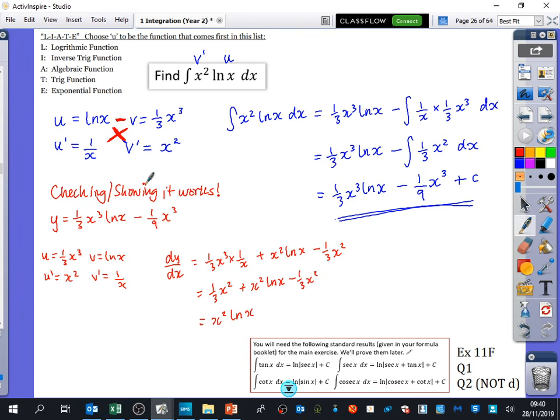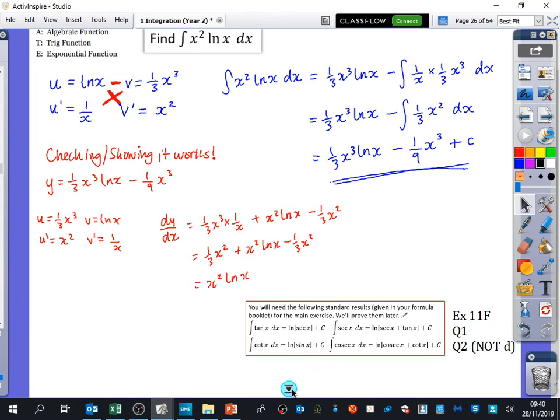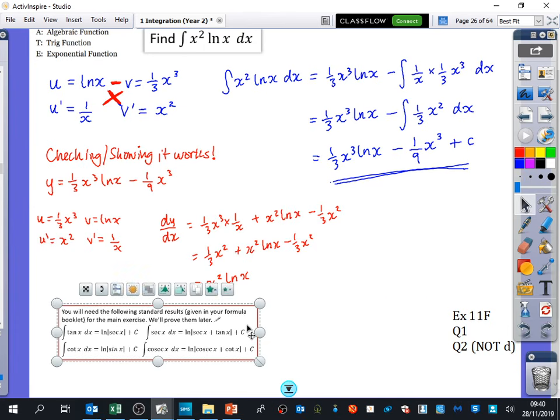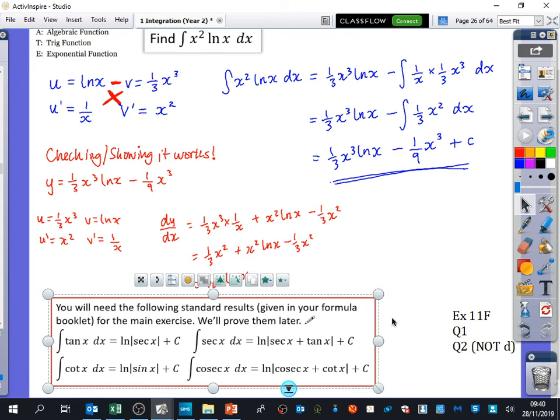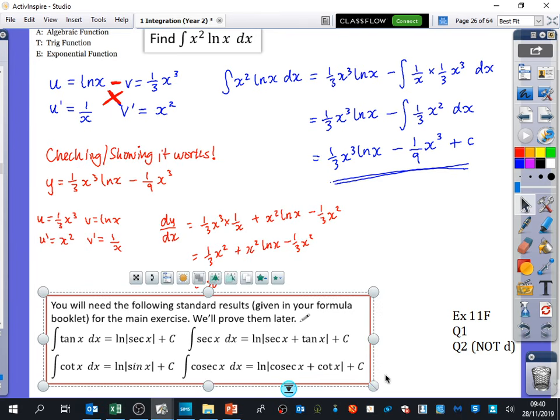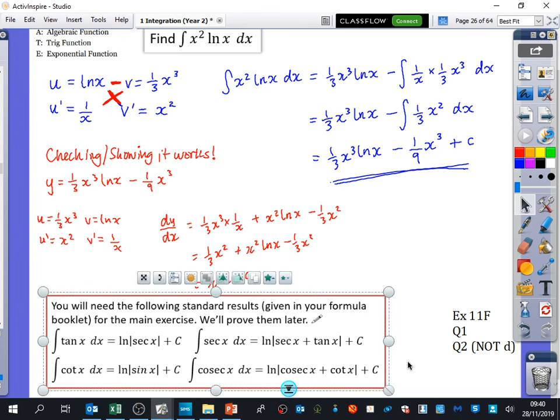There we go. Okay. So I'm going to ask you to do exercise 11F, question 1 and question 2. But before we do that, I just wanted to say that there are a few things that I'm not expecting you to memorize just because they're kind of tricky. These are some functions that you're going to need to know how to integrate. They are in the formula book, but I think these are quite rare for them to come up.